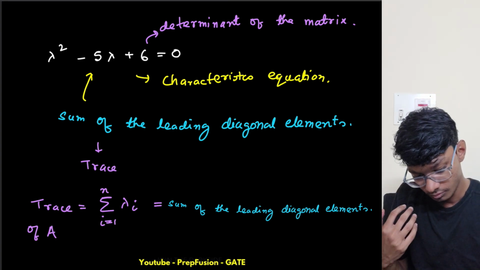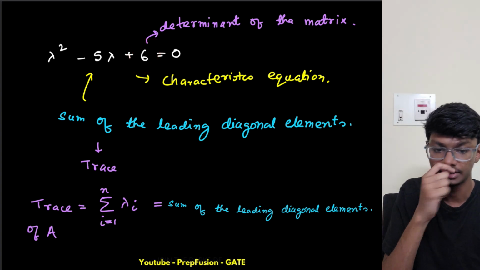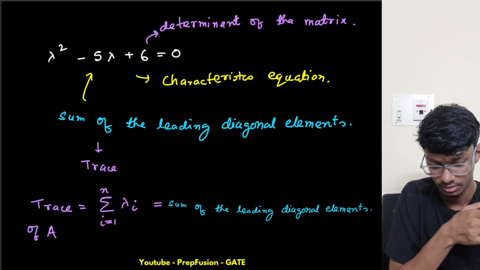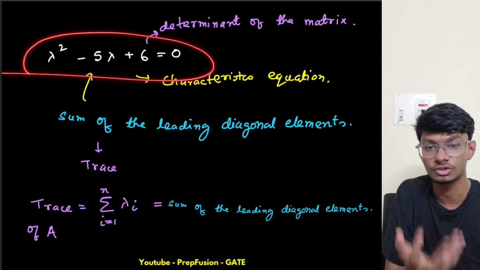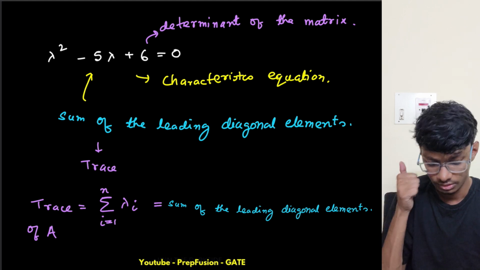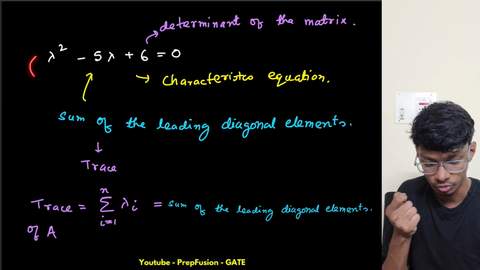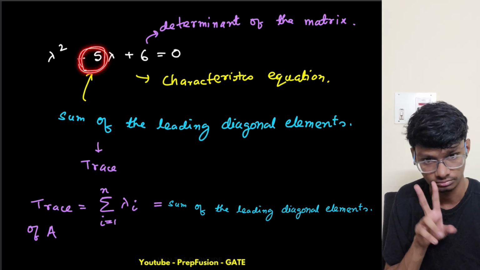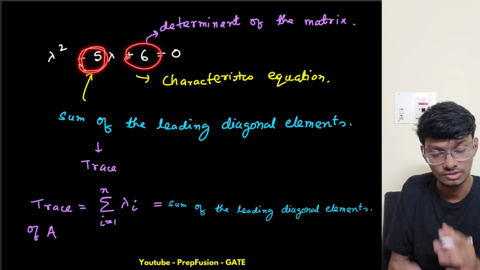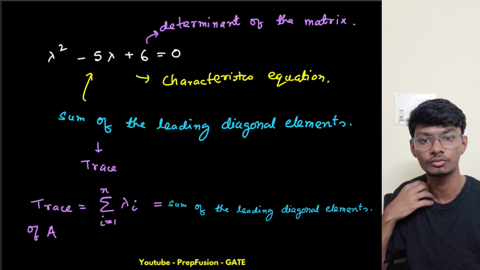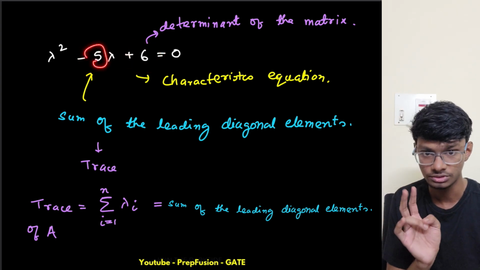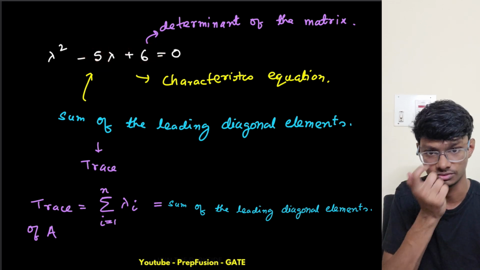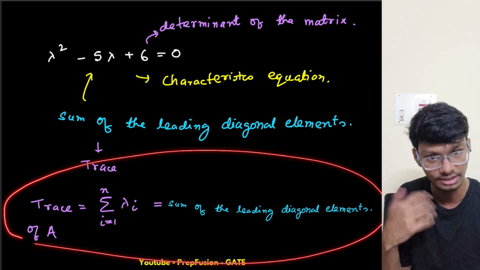Now this number represents the determinant of A, which can also be written as the product of the eigenvalues. Okay, this is a characteristic equation, right? And we know what this represents: the roots of the equation. The sum of the roots is this, and the product of the roots is this. So from the concept of quadratic equations, we can understand that this is the sum of the roots, which are the eigenvalues themselves, and this is the product of the roots, which are the eigenvalues.